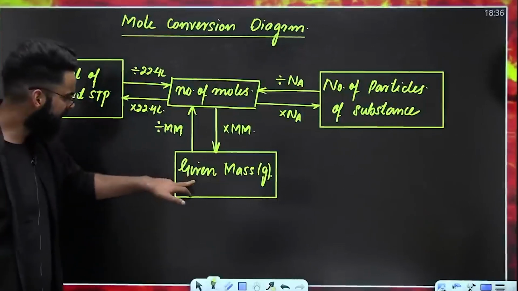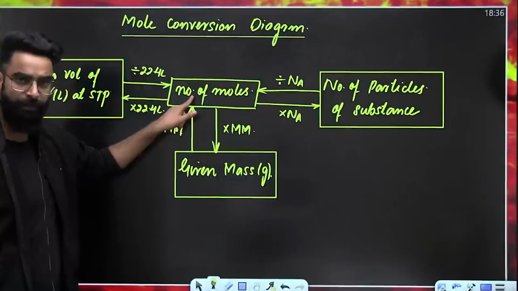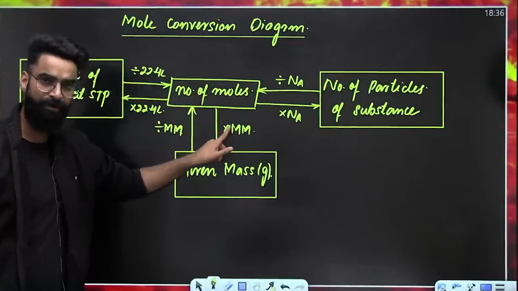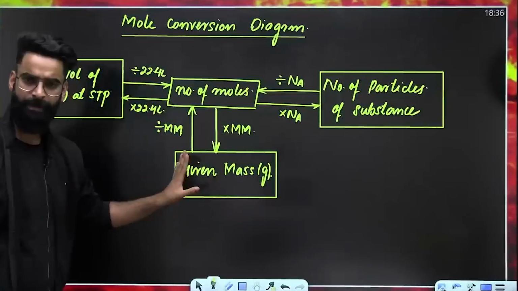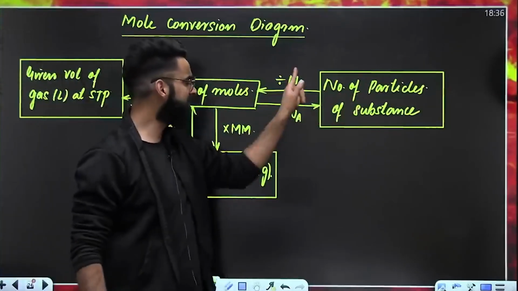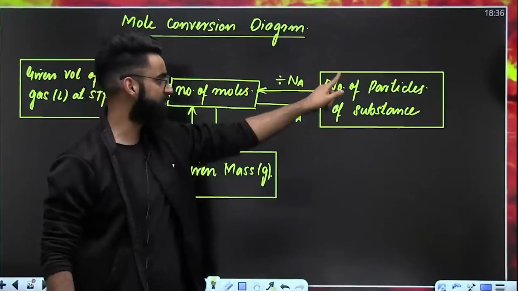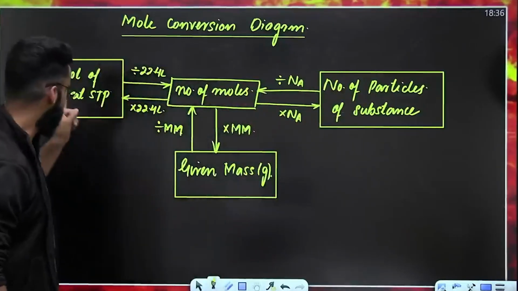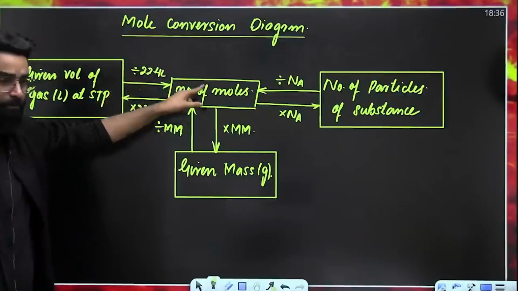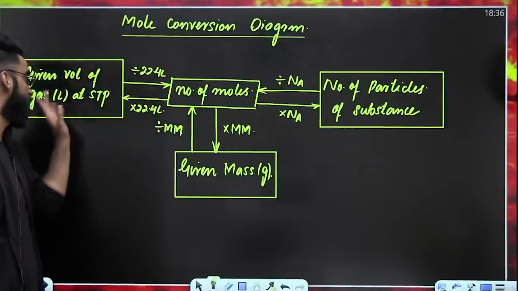See guys, given mass divided by molar mass gives me moles. Moles multiplied by molar mass gives me mass. Simple. Number of particles divided by Avogadro's number gives me moles. Moles multiplied by Avogadro's number gives me particles. Given volume divided by 22.4 gives moles. Moles multiplied by 22.4 gives volume.